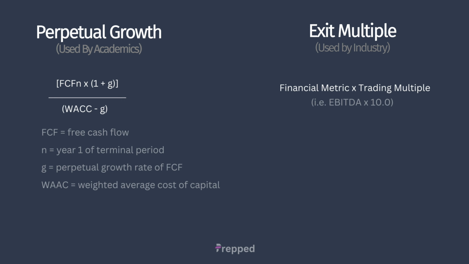So if we take the EBITDA at the terminal period, we multiply that EBITDA by 10, and then we discount that back to today's dollars. And that's how we get to the terminal value for the exit multiple method.